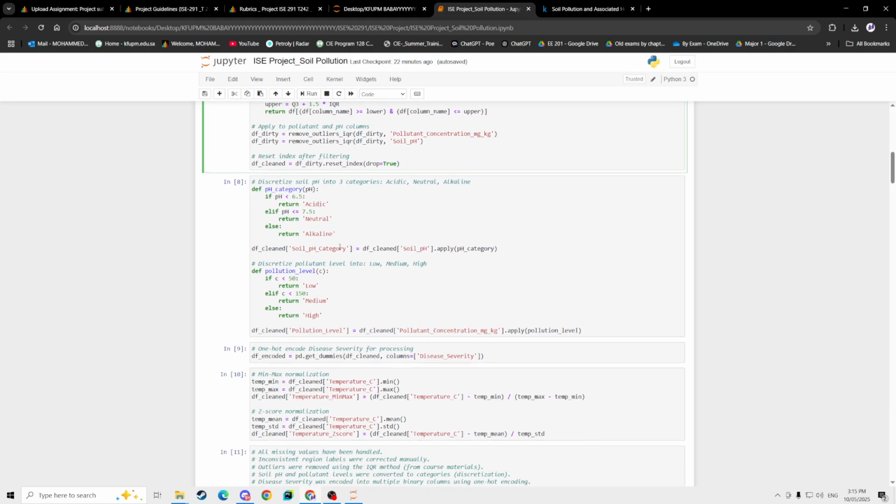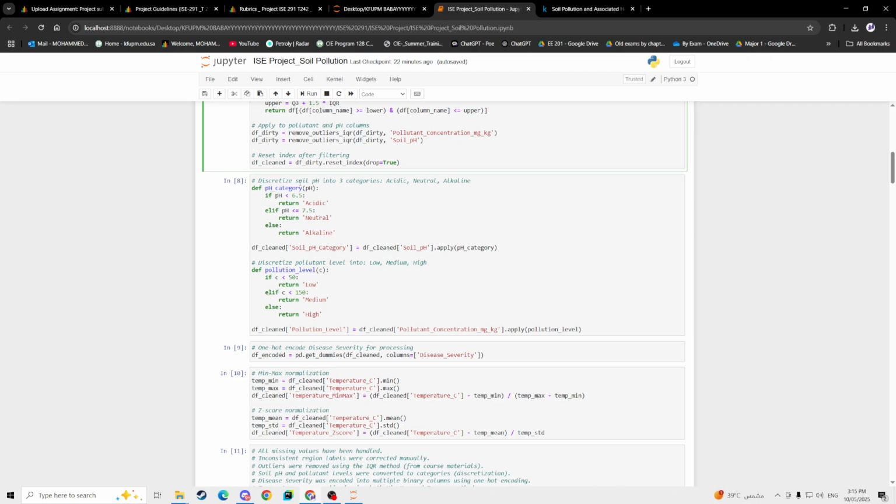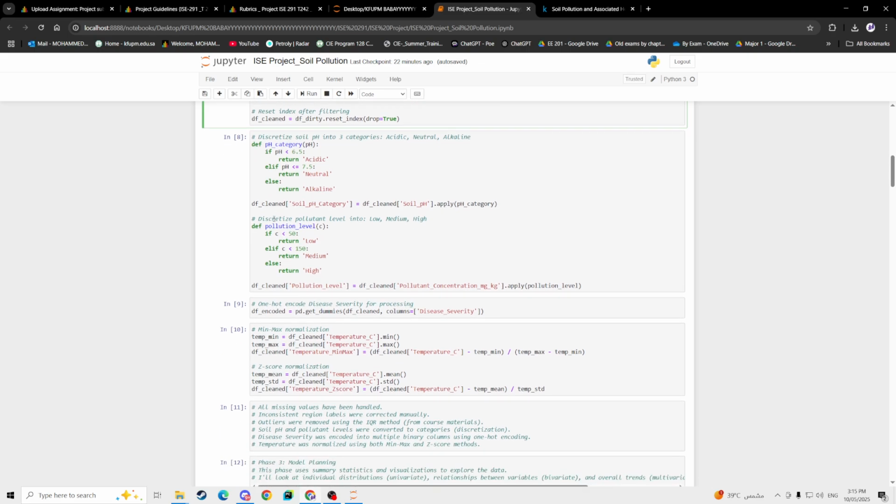I then moved on to discretization, and I started with the pH value for the soil samples. I separated it into three distinct categories: acidic, neutral, and alkaline, based on the pH scale. And I then used the same method to define three categories of pollution levels: low, medium, and high, with the present specifications.